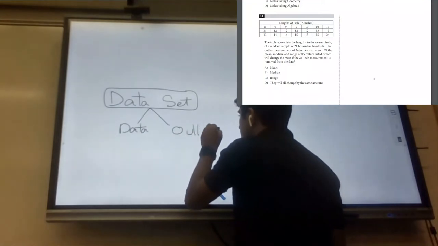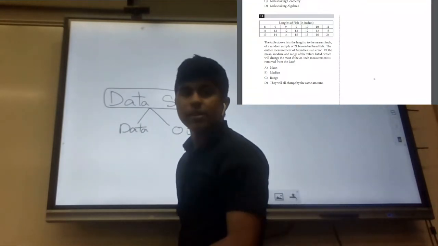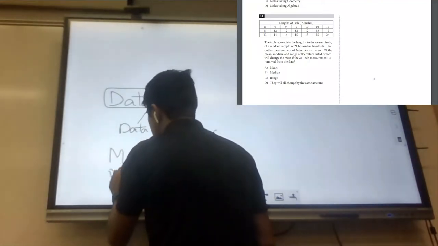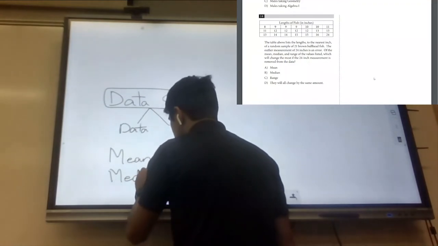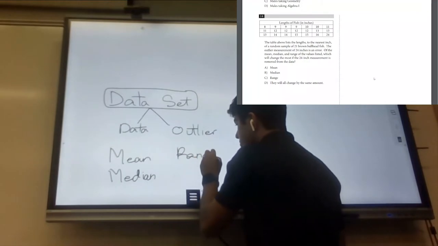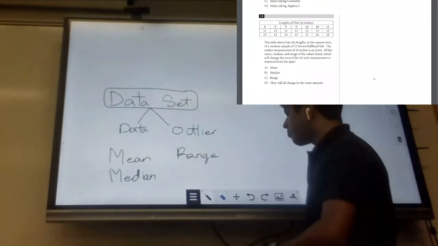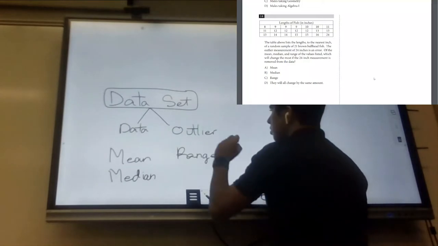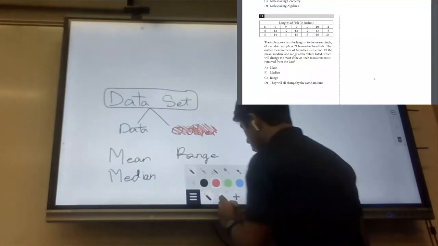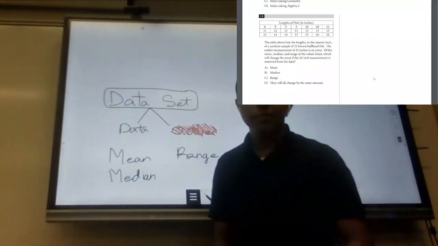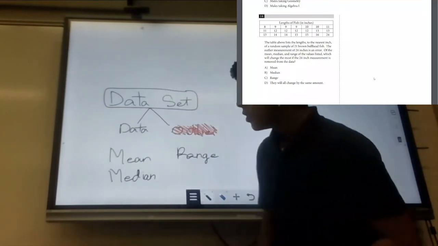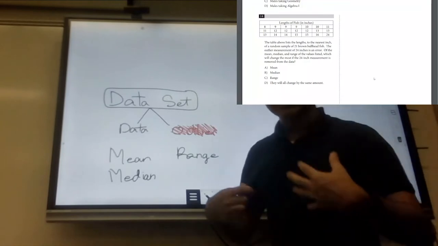And we calculated three values, mean, median, and range. Now, when we get rid of this outlier, we want to know what is going to happen to these values. We want to figure out which will change the most if the 24-inch measurement is removed from the data. So these three measurements all have distinctive categories, right?